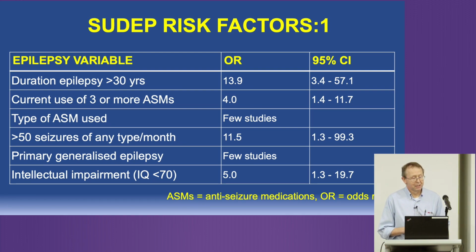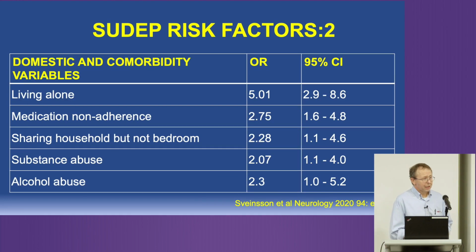Unsurprisingly, that's a risk. Primary generalised epilepsy, the group of patients whose brain is otherwise normal but who have tonic-clonic seizures, sometimes jerks, myoclonus, or absence seizures, was identified to be a risk in some studies. It's not clear really in the bigger data and looking at the group's data. Intellectual impairment is another risk factor, and that's fairly consistent across studies. So those are the epilepsy factors.